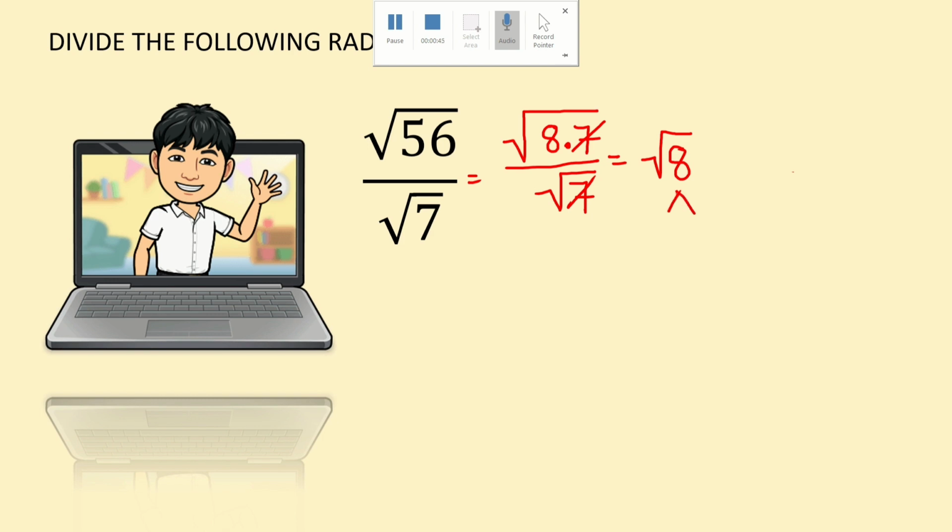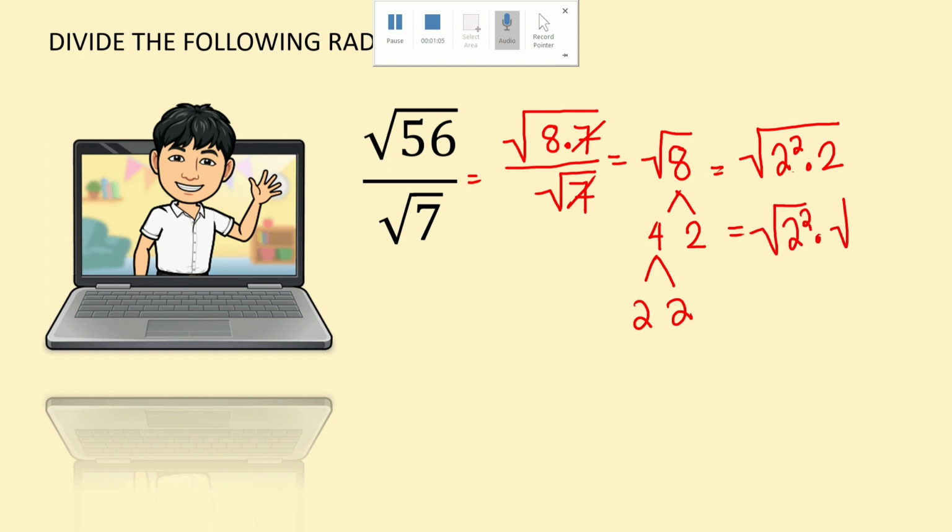By prime factorization, we have 4 multiplied to 2, and this is 2 times 2. Then we can rewrite this using the product law of radicals, that is square root of 2 squared multiplied to square root of 2. If you still remember, when the index and the power are the same, we can cancel them out. And what is left now here is 2, then the square root of 2. So the answer of square root of 56 all over square root of 7 is only 2 square root of 2.